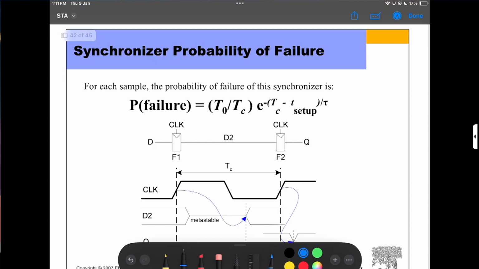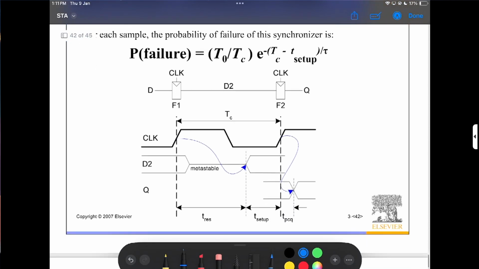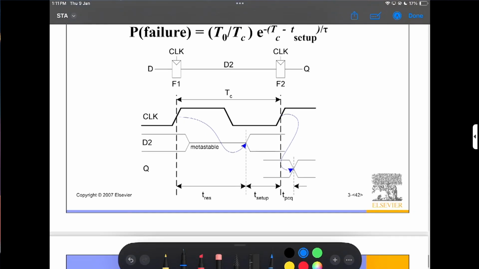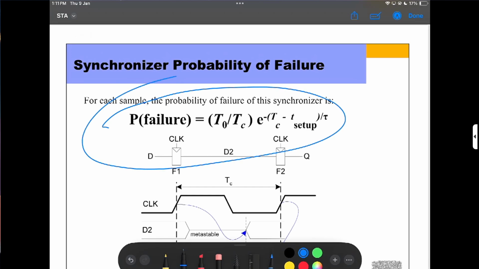And the synchronizer probability of failure. For each sample, the probability of failure of the synchronizer is T naught by Tc times e to the minus T setup by tau. So this is the probability of failure for each sample of the circuit. Here is the failure, T naught by Tc.